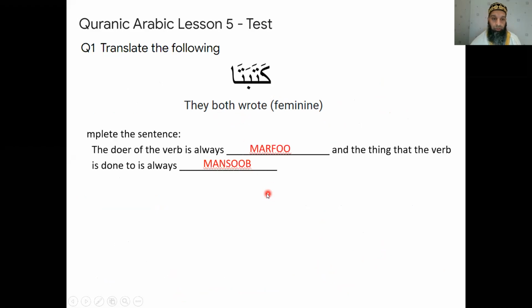Next. This wasn't in your test. I forgot to put it in your test. Inshallah, I'm going to update the test. I'm going to put this in because this was super important.